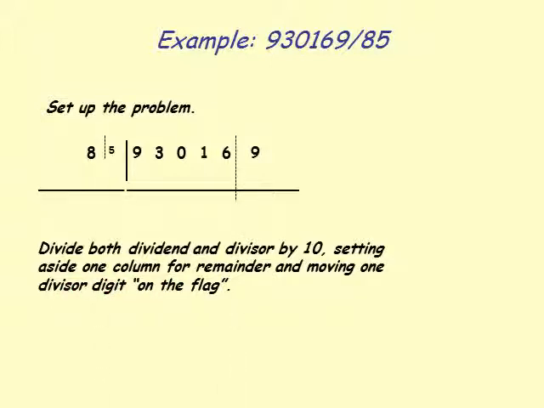So we got one column for the remainder here, and we divided the divisor by 10, and the remainder part 5, we moved that on the flag. We moved it a little higher so that it's out of the way for now, and we would continue to divide by 8 and make adjustments for the flag digit. Divide the first column by 8, so we got 9 here. 9 divided by 8 is 1, remainder 1.